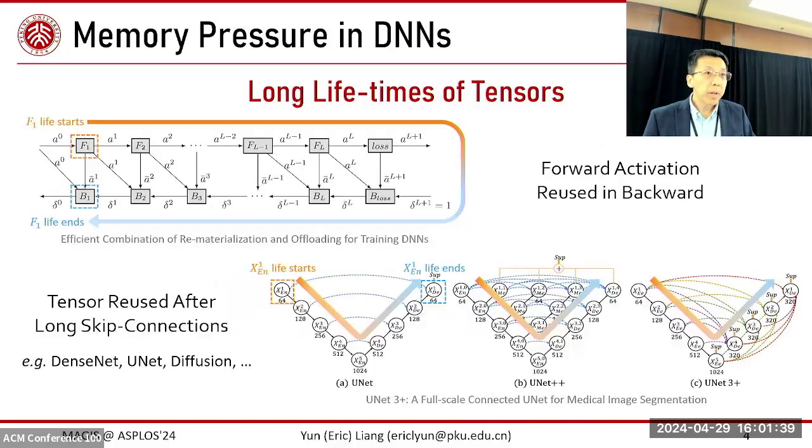Another source of this memory pressure comes from the long lifetime of tensors. For example, for this training graph, the activation computed needs to reside in the memory until it is used in the backward part. And for some other networks like DenseNet, UNet, and diffusion, they often use long skip connections, so the tensor has to reside in the memory until it is used.